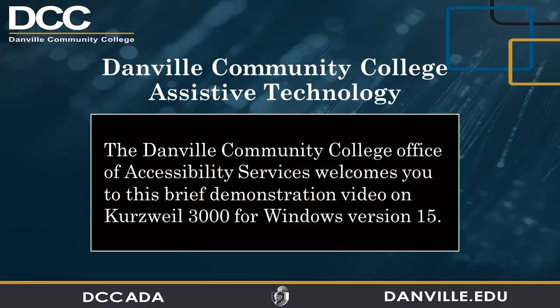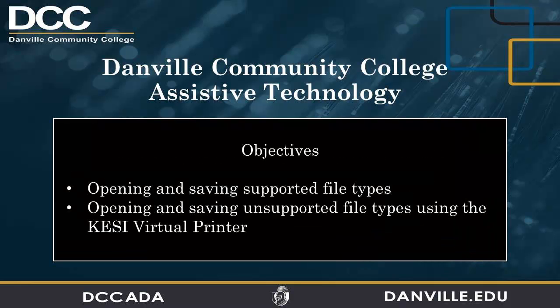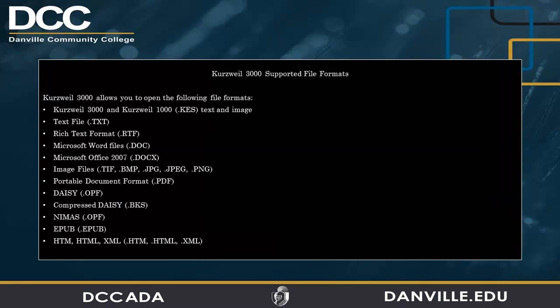version 15. In this video we will demonstrate how to open and save natively supported file types using Kurzweil. We will demonstrate how to access non-natively supported file types using the KESI virtual printer. You can access virtually any type of file using Kurzweil for Windows.